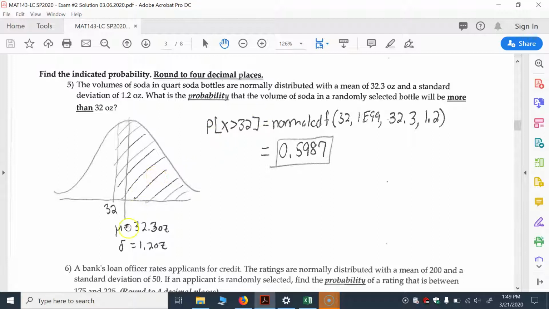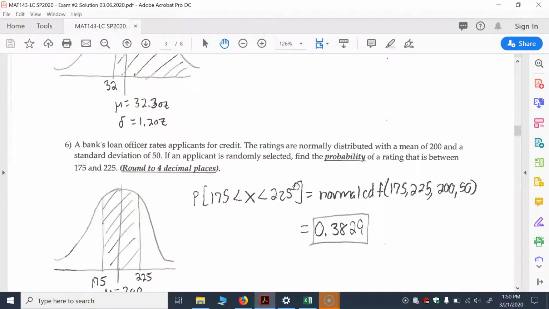And I've always said draw a picture, right? So the distribution is centered here at 32.3. 32 would be just a little bit to the left of that. So we know that probability has to be more than half or 0.5. But we'll use normal CDF. Lower bound is 32. Upper bound, 1E99. Put in your mu and sigma. And that probability or area is 0.597.